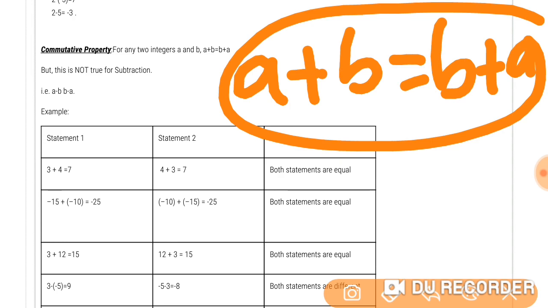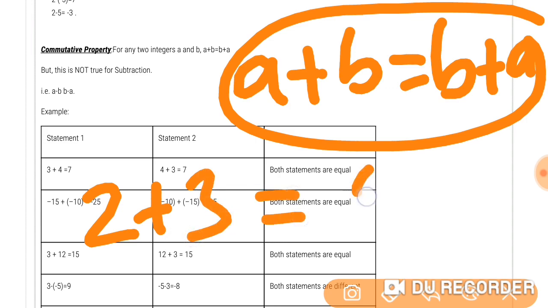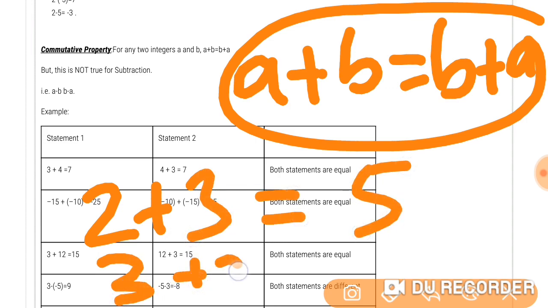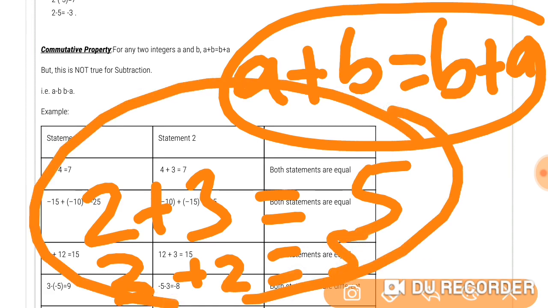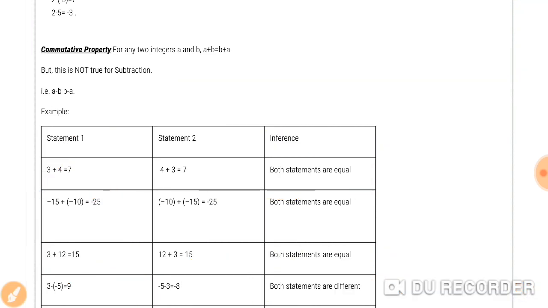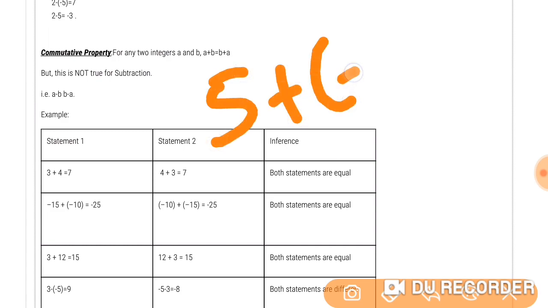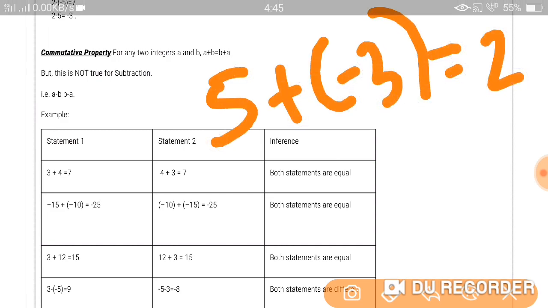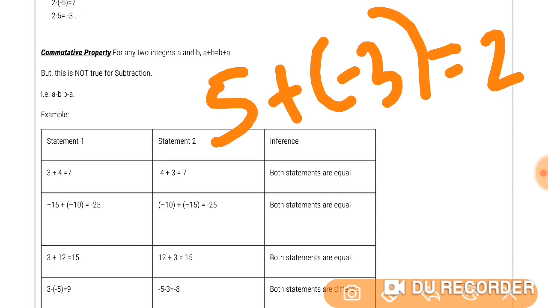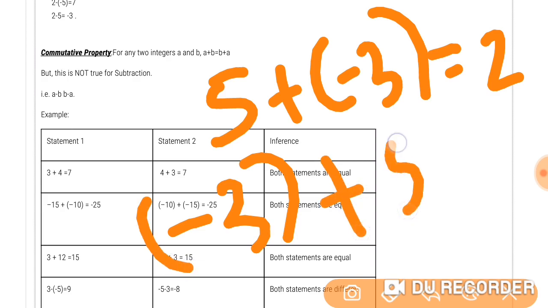So usually you add 2 plus 3, so you will get 5. If you add reversely also, you will get 5 itself. Here I have taken natural numbers as an example. You will get the same number. You can apply it to integers also. For example, just now I have taken 5 plus minus 3. You got 2.